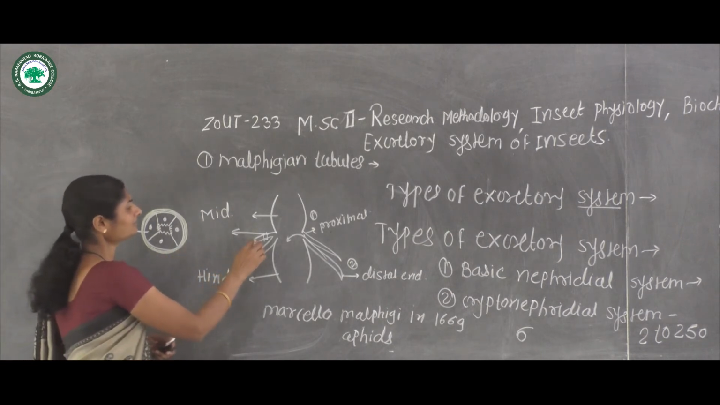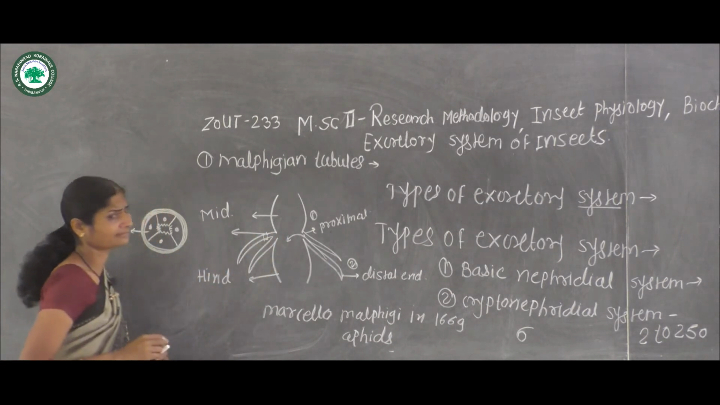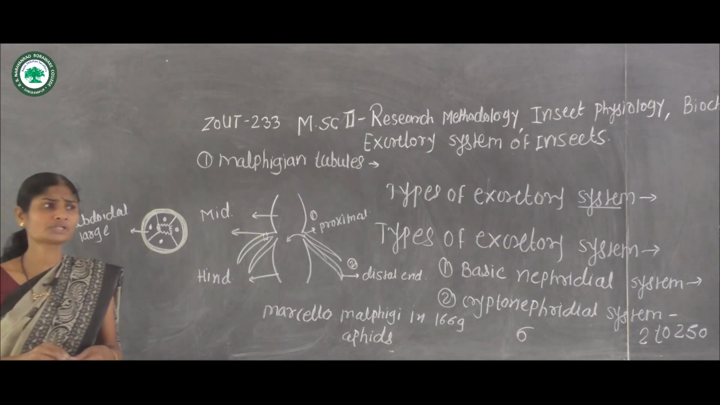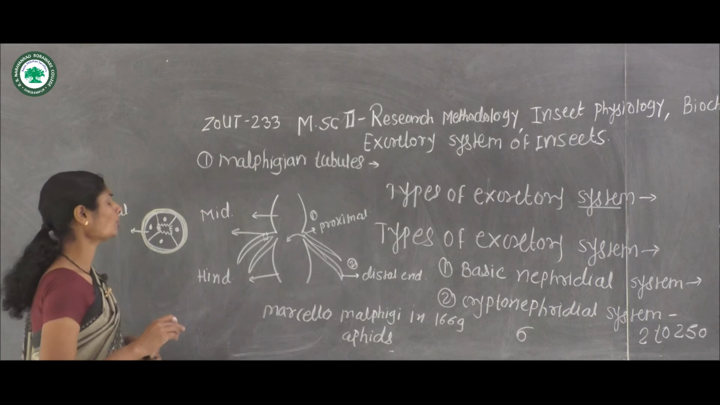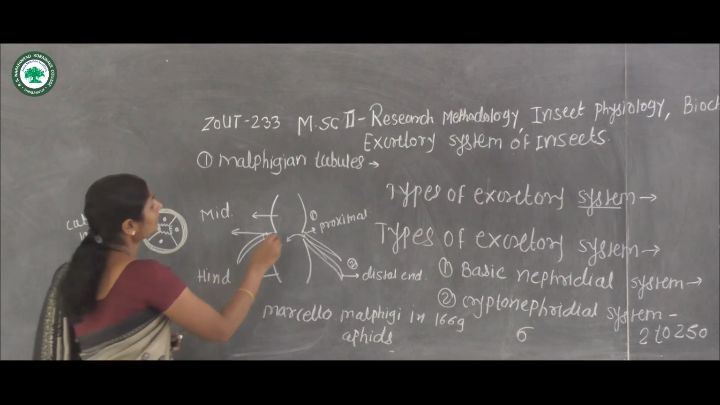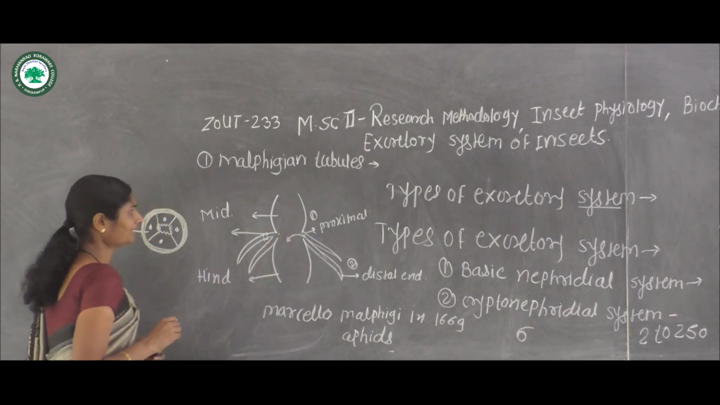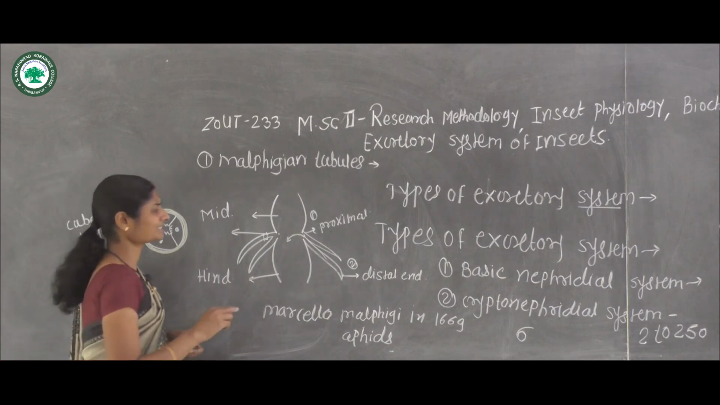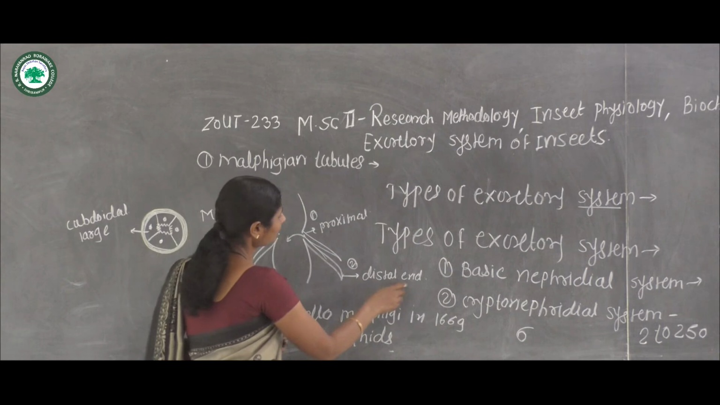and this proximal end's main function is reabsorption, and it opens at the junction of the midgut and hindgut region. Next region is the distal region.